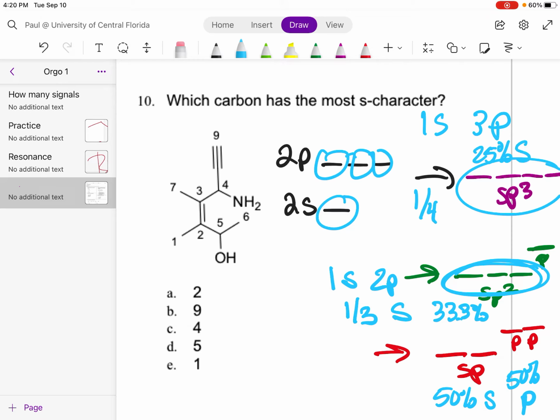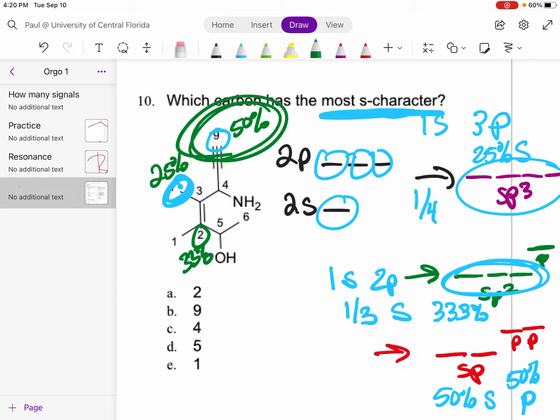So when the question is asking the most S character, we are simply just trying to find the ones that are sp hybridized. In this particular, well, that hybridized orbital has the most S character. But if you look at that carbon right there, that's sp3. So we could say, hey, that has 25% S character, 50% S character, and then let's say number 2, that would have 33% S character. So number 9 has the most. So that would be answer B.